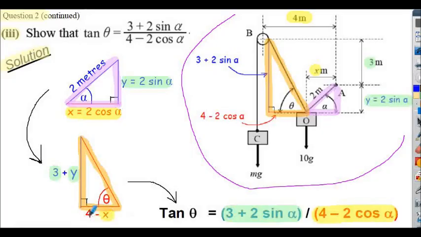So basically to calculate the adjacent side of this orange triangle here, it will be 4 meters minus x, calculated above. And to calculate the opposite side of the orange triangle, it will be 3 meters plus y. Hope the diagrams help illustrate the solution here.